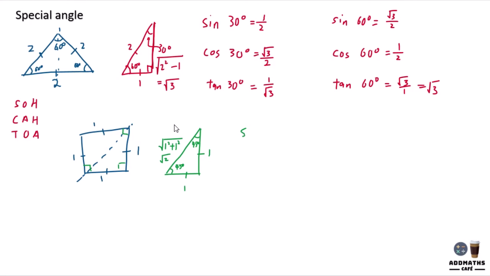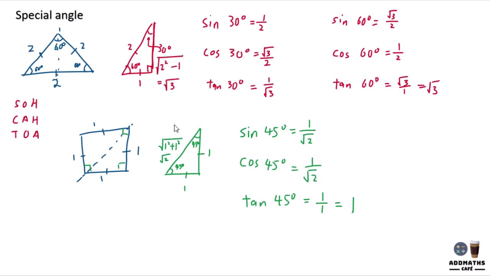So in this case, I'm trying to find sine 45. It will be opposite over hypotenuse, which is 1 over square root 2. Cos 45 will give me adjacent over hypotenuse, which is also 1 over square root 2. And tangent 45 will be opposite over adjacent, which is equal to 1 over 1, and at the end will give you 1.